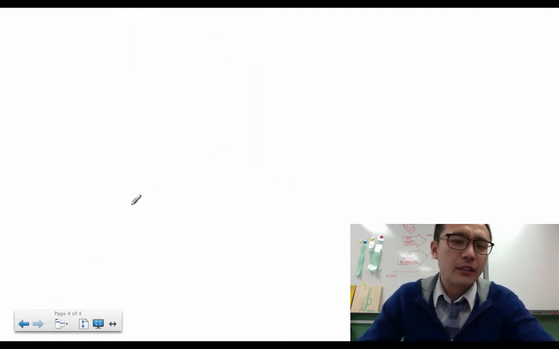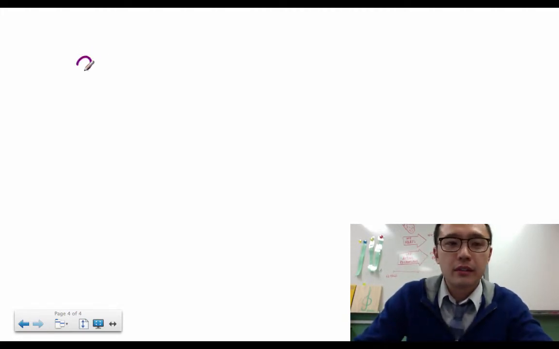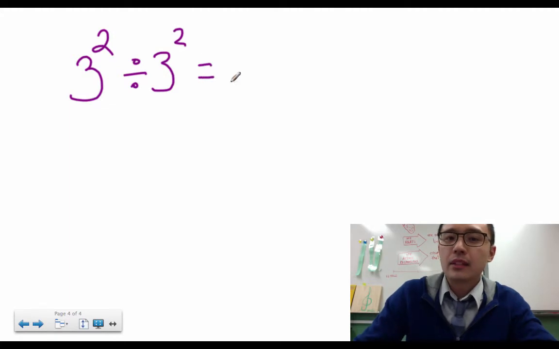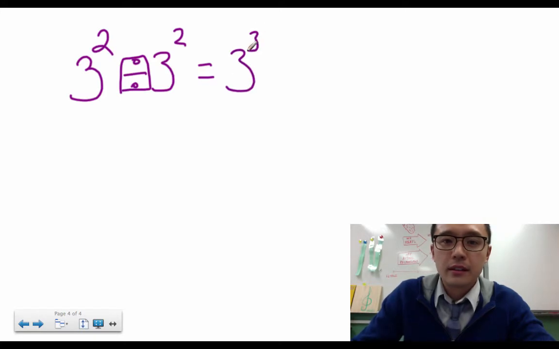If you really wonder how this works, here's a proof. If you are interested in it, you can check this out. 3 to the power of 2 divided by 3 to the power of 2. Let's look at this question. We're going to prove how that flipping works. This is a same base and division. Anytime we are dividing, we're going to subtract the exponents. So it's going to be 2 subtract 2. This becomes 3 to the power of 0, which is 1.